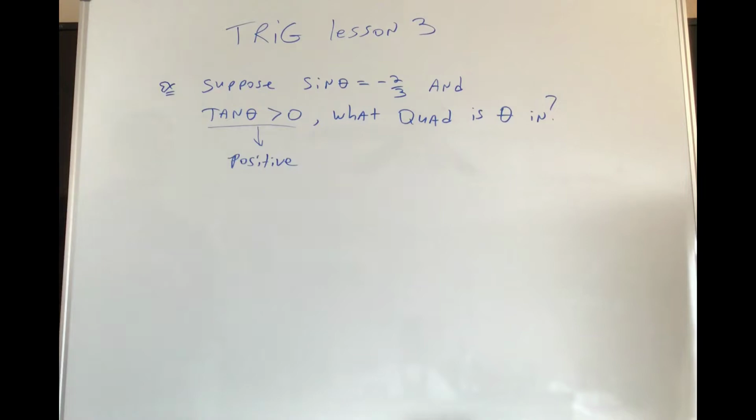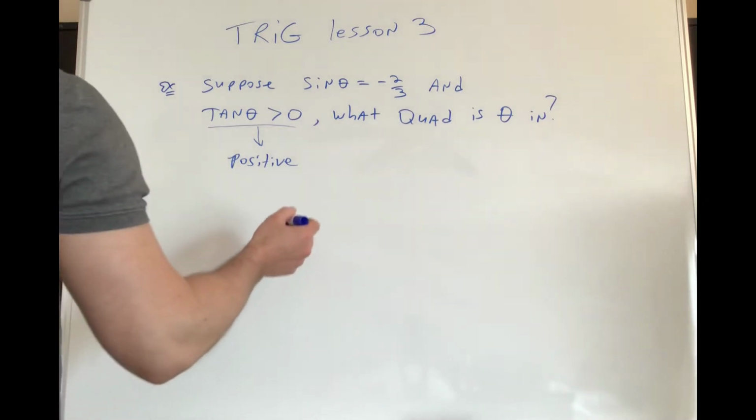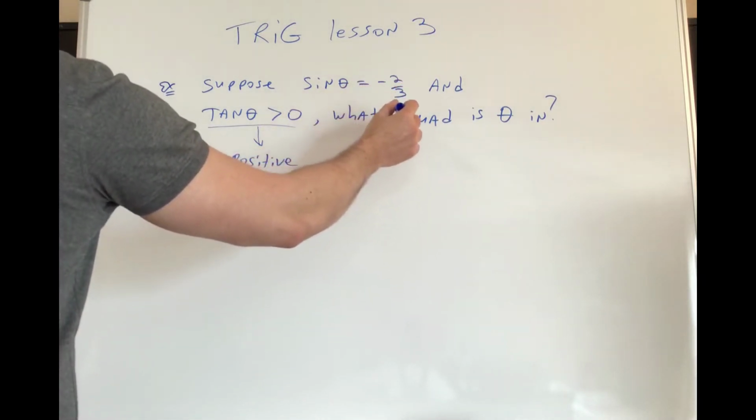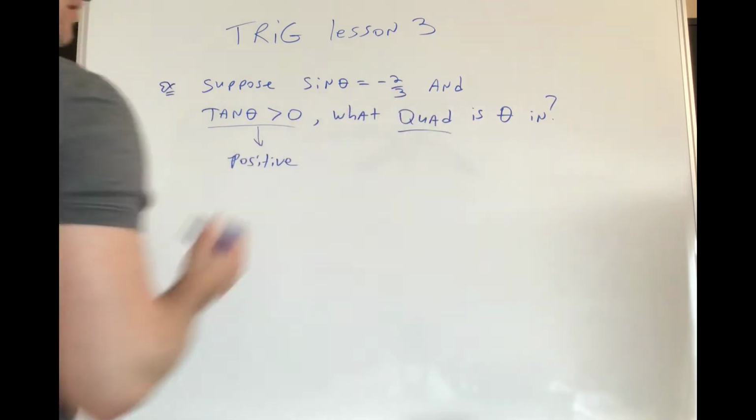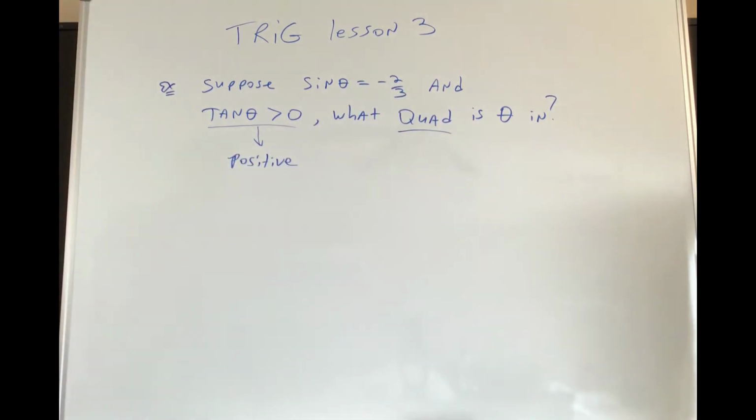Okay. So, the question is, where could this angle possibly be? Now, I had you draw reference triangles in lesson 2. I had you plot a point and draw a reference triangle, and then figure out the values of sine, cosine, and tangent, and so forth. And the reason I had you do that was that depending on the quadrant you land in, some of these are positive and some of them are negative.